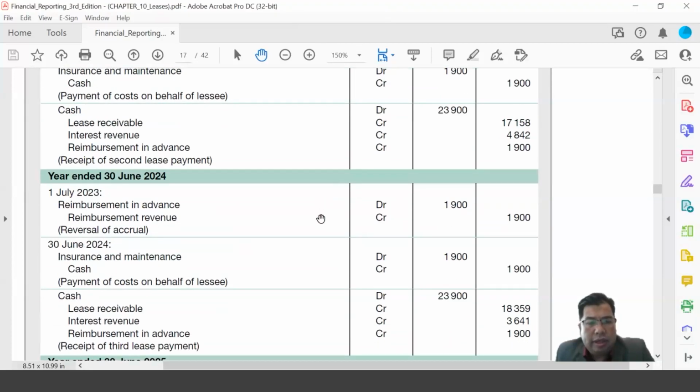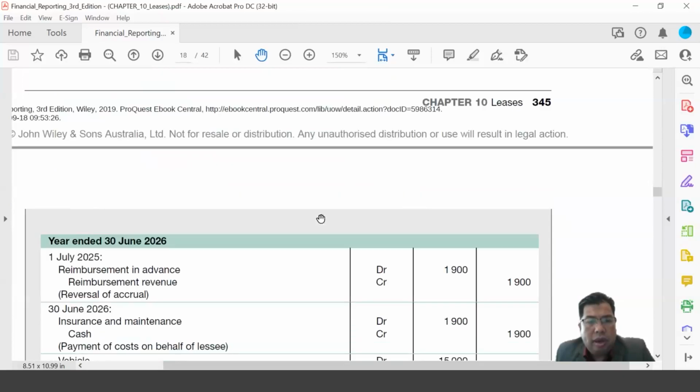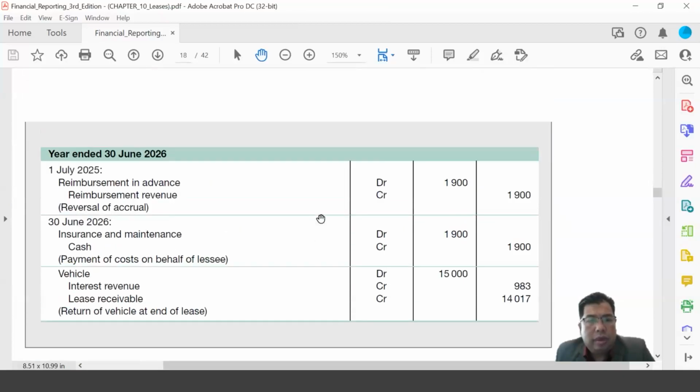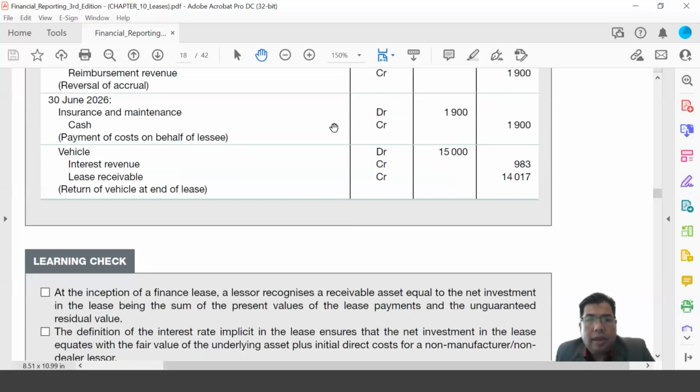Until the end of the term, where you are going to record the reimbursement as usual, and then finally vehicles, you're going to debit by 15,000, and then the interest part will be 983, and 14,017 is the lease receivable. So no more lease receivable. You have completed this, and this 15,000 is the residual value, the value of the asset returned by the lessee. Okay, thank you.